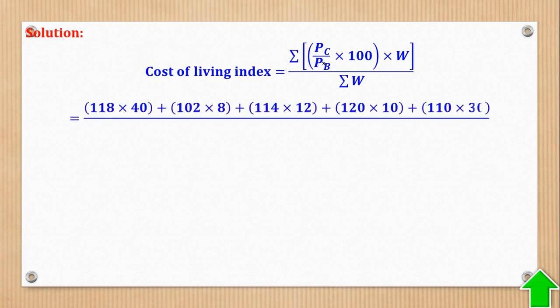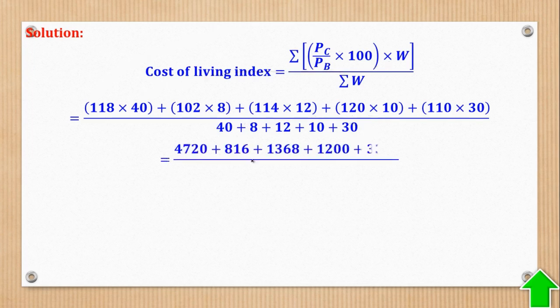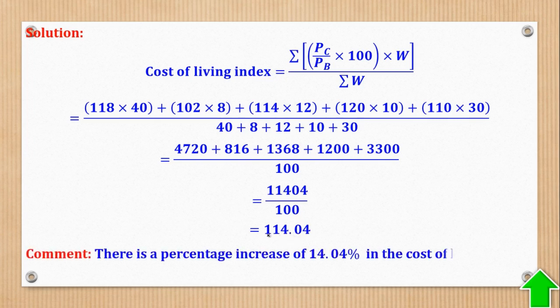So now you just get the whole of this, then multiply by the corresponding weight. Then again, price relative, weight, price relative, weight, price relative, weight, like that. The denominator will add up all the weights. Now when you simplify, we come up with that, simplify further, come up with that, and then use the calculator to give you this. The difference between this and 100 is 14.04. Therefore, the comment is that there is a percentage increase of 14.04 in the cost of living index of the given items.